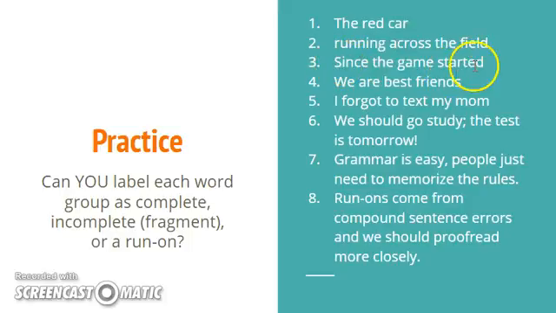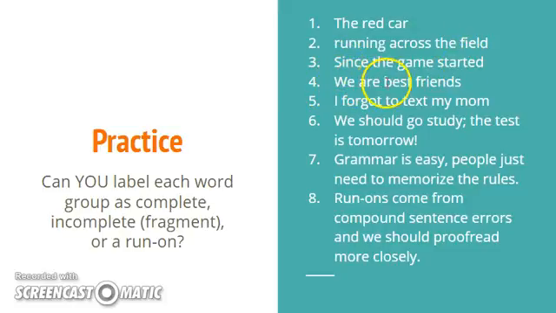Number 3, since the game started, doesn't that kind of leave you hanging? Weren't you waiting for me to keep going? Yep. This AWUBIS word, since, takes a subject and predicate and makes it dependent after all. So this is just a fragment.